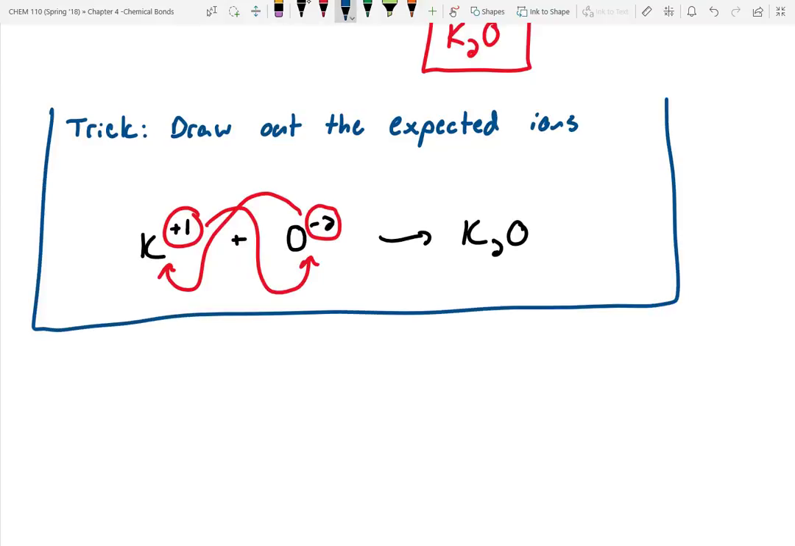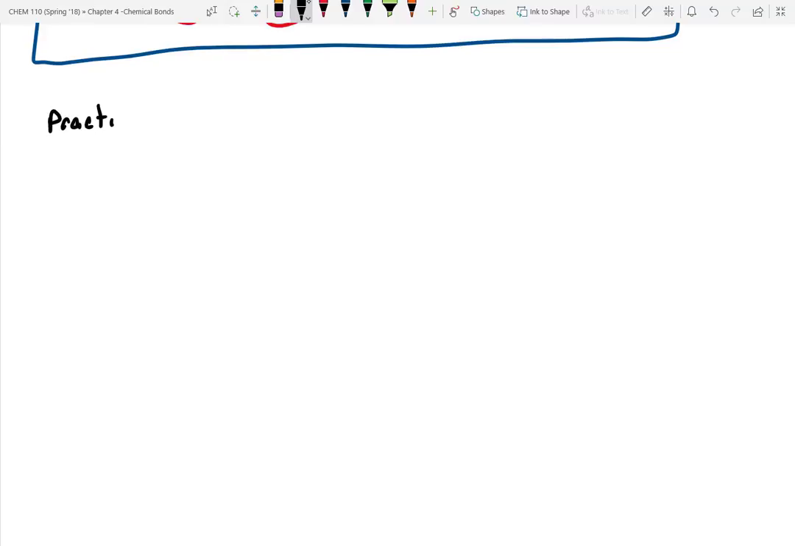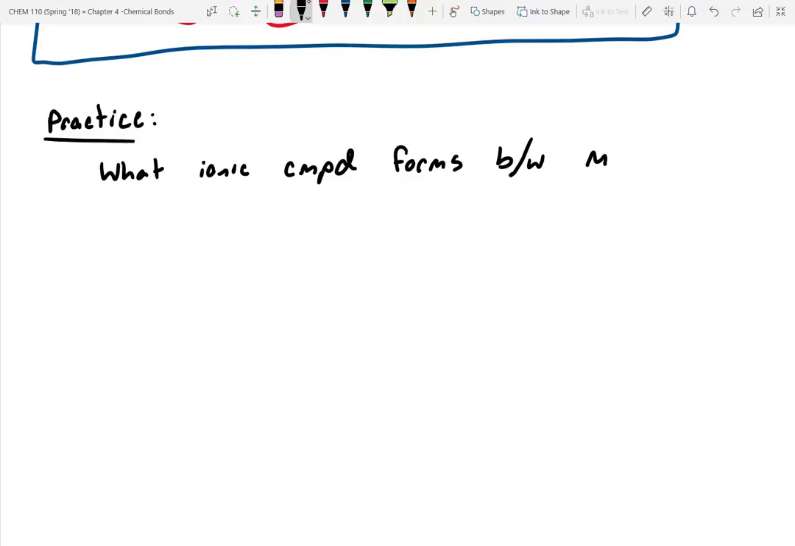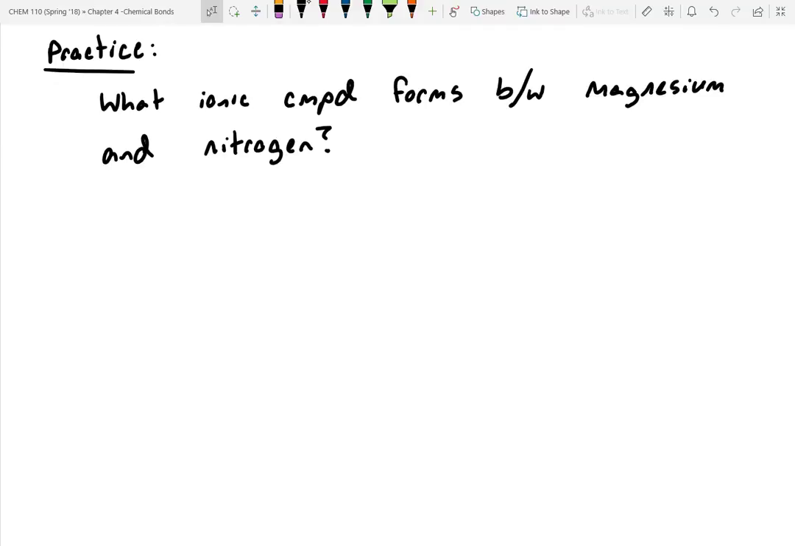All right, I'll give you one more practice one, and I want you to see if you can solve this with your partner. So what ionic compound forms between magnesium and nitrogen? So see if you can solve this with your neighbor. All right, give me a thumbs up if you think you got it already. A few people?